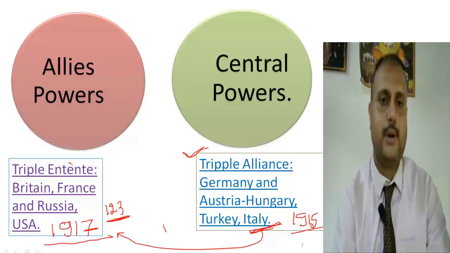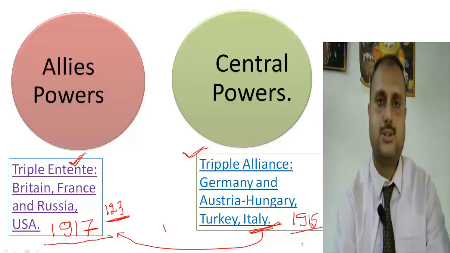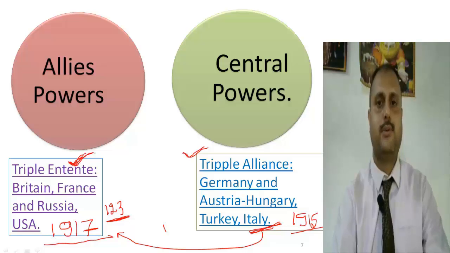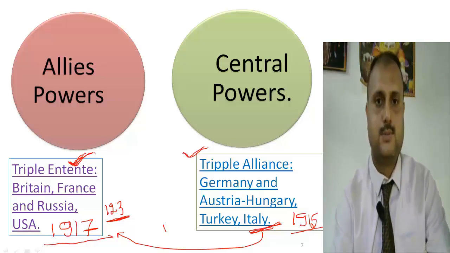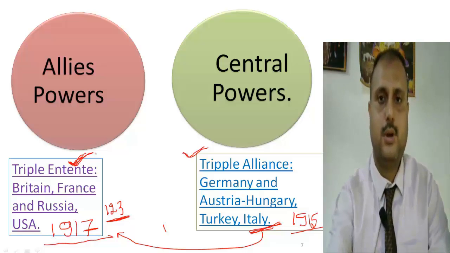Now, what is the meaning of Entente? Entente is a French term which means alliance. Entente and alliance mean the same. So this is the whole context of the First World War. I hope it is clear to everyone. So let's move to the causes.